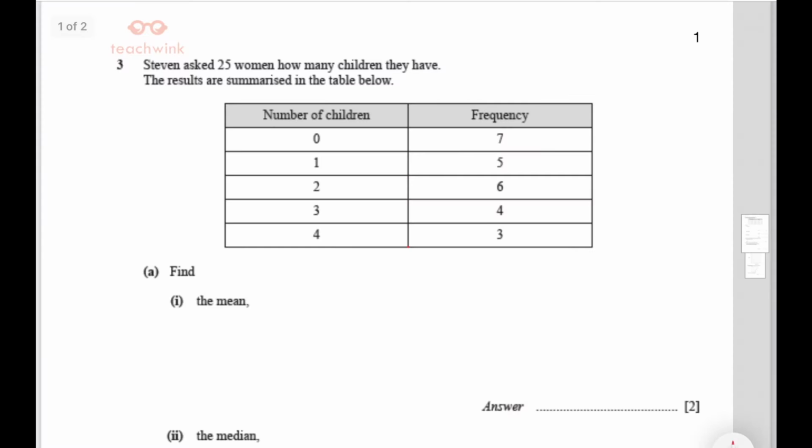Hi guys, so we have an O-level past paper question from the year 2016. The session is May-June. This is question number 3. The question is based on mean, median, mode, probability and bar charts. So let's start. Stephen asked 25 women how many children they have.